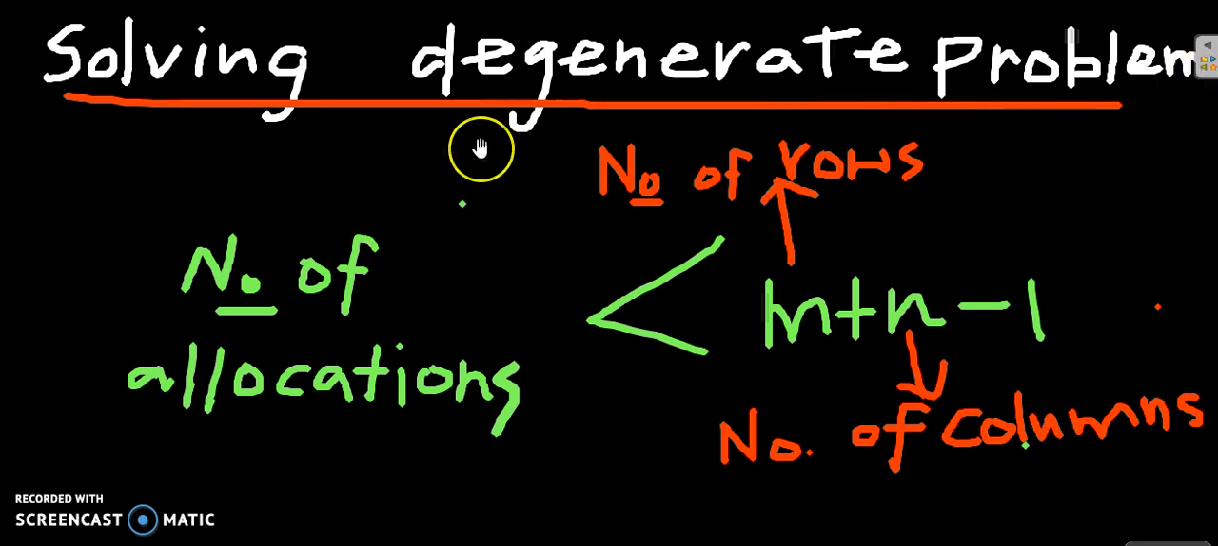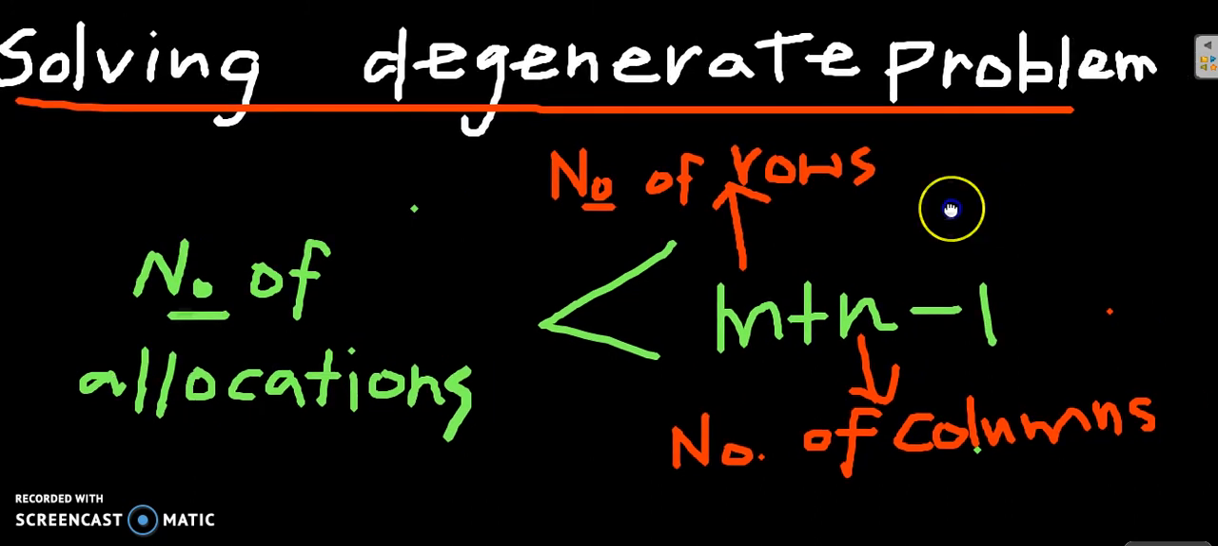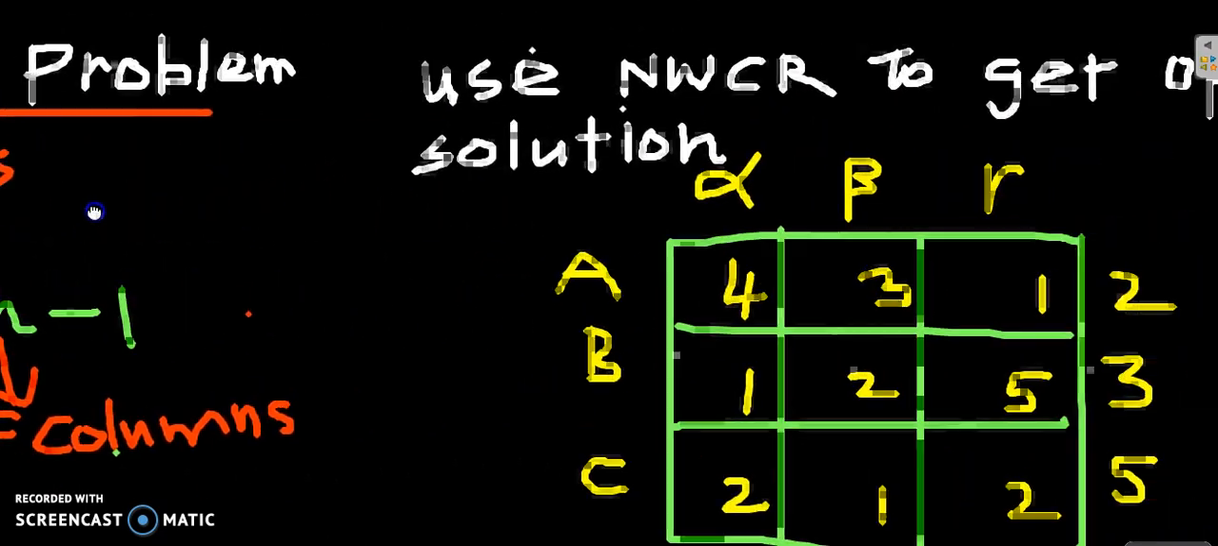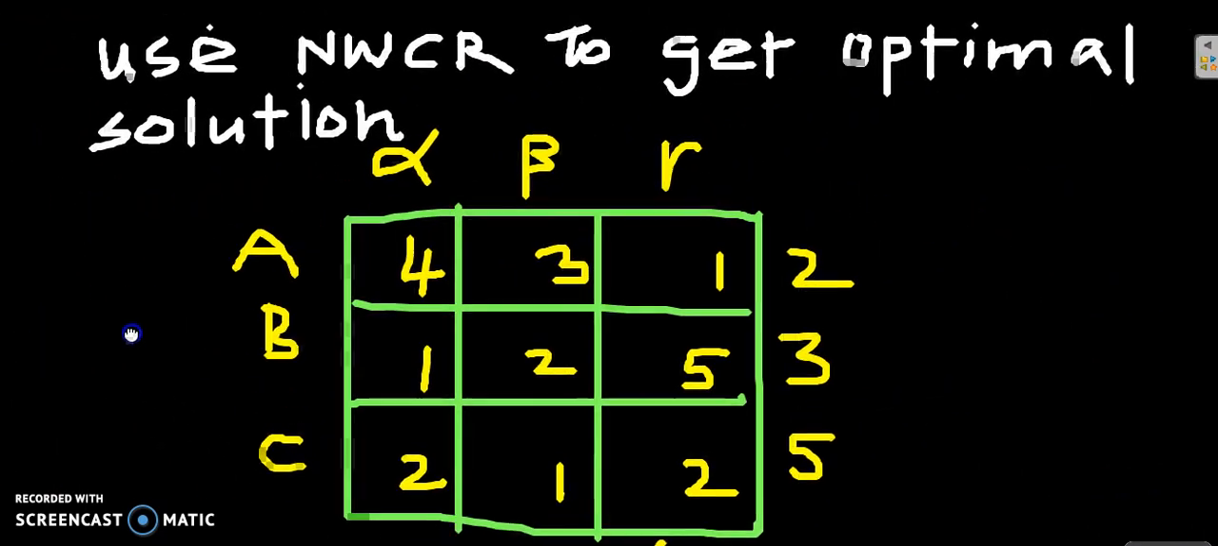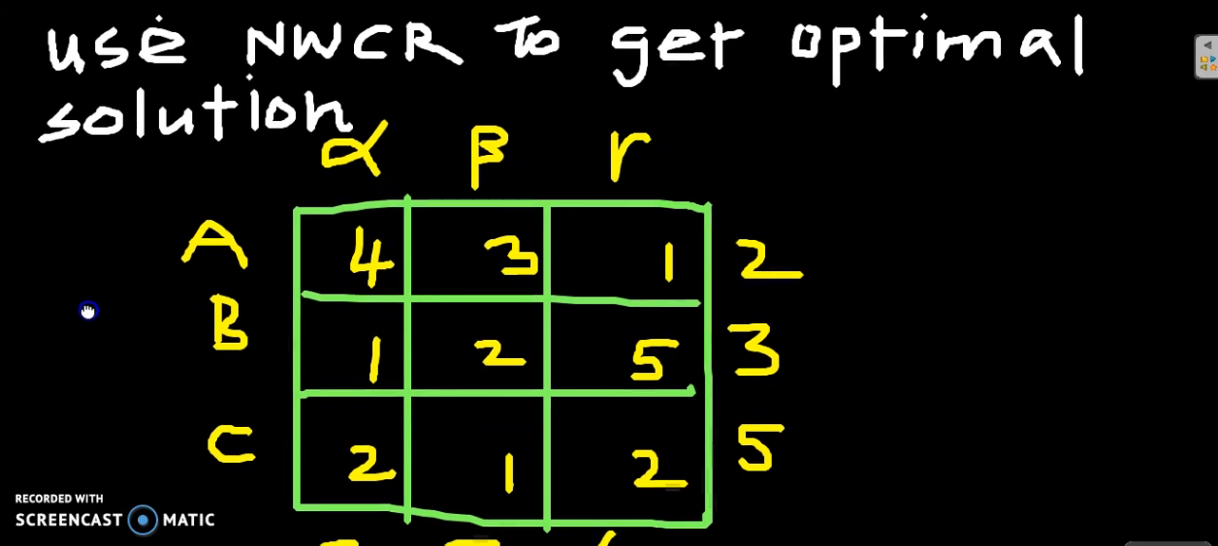If a degenerate problem exists, then we cannot get the solution. So we have to change this degenerate problem into a non-degenerate problem. In a simple way it is possible to do that. So I will take one example. Now look at this. This is a problem given to us.